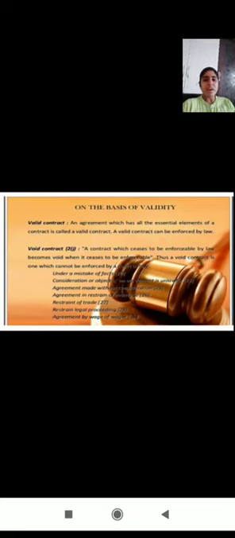Thus a void contract is one which cannot be enforceable by law. In the previous part we discussed that a void contract means an agreement which is not enforceable by law. A contract which ceases to be enforceable by law, while framing an agreement it is a valid one. But if it fails on the capacity of the parties, free consent, whatever it may be, when it ceases to be enforceable, then it becomes a void contract.